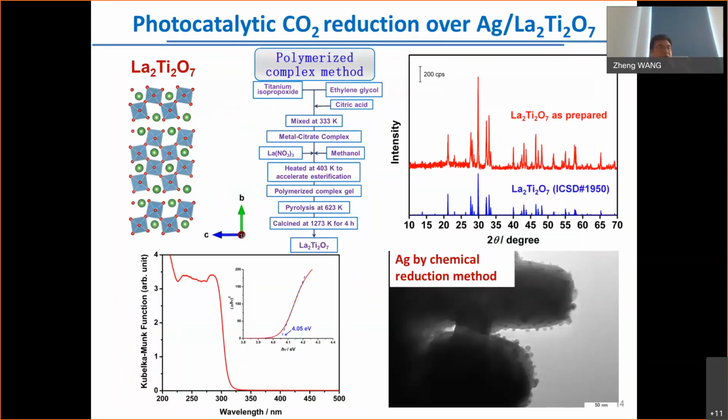First, we synthesize the layered perovskite type lanthanum titanium oxide photocatalyst by the polymerized complex method. XRD shows good crystallinity of this sample, and the absorption edge is located at around 320 nanometers. Silver co-catalyst particles loaded by the chemical reduction method were dispersed uniformly on the lanthanum titanium oxide.